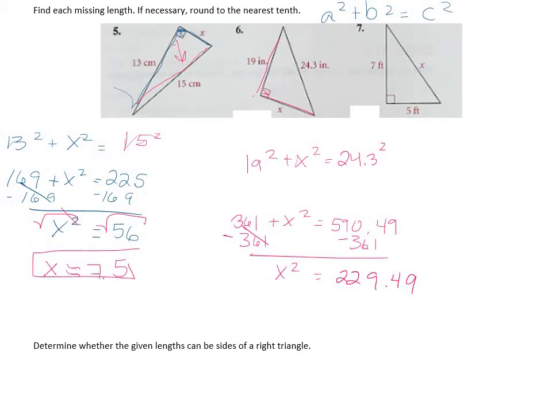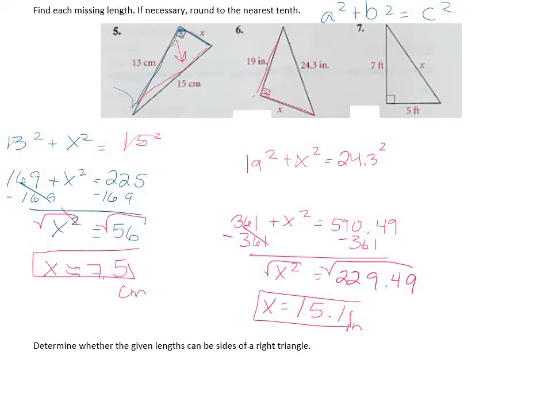So that x squared is equal to 229.49. To finish this problem, you would take the square root of both sides. So that x is equal to approximately 15.1. Okay, and oh, I forgot here also to put my units, centimeters, inches, and let's move on to do the last problem.